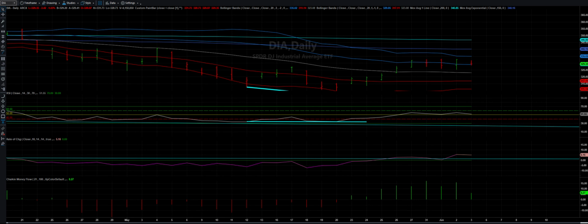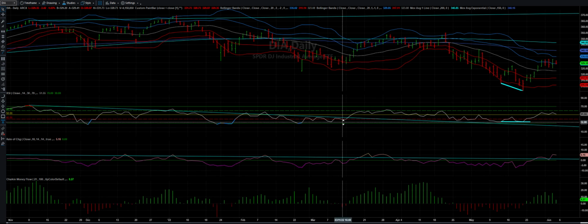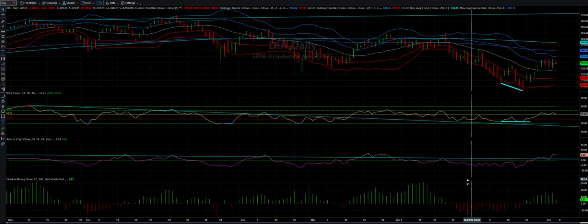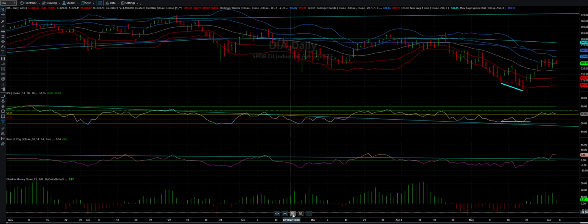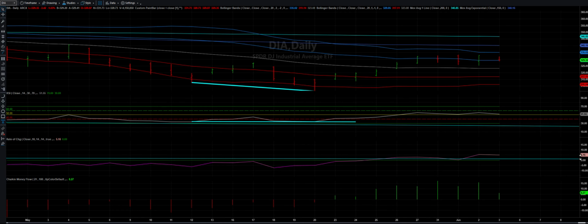So for the DIA, the momentum is still on the positive side, but it's starting to weaken just a little bit. You see that on the stochastic also. The stochastic we just looked at is cycling down, and we're getting that bearish crossover. And now look at the Chaikin money flow. It is in the green, but it's not expanding at the rate that we were wanting. It's starting to stall out and maybe come back down toward the zero level.